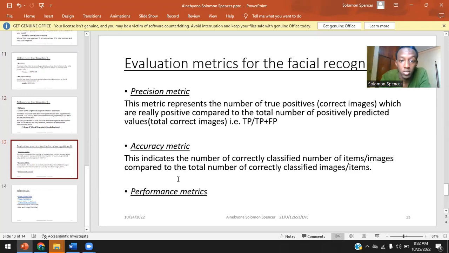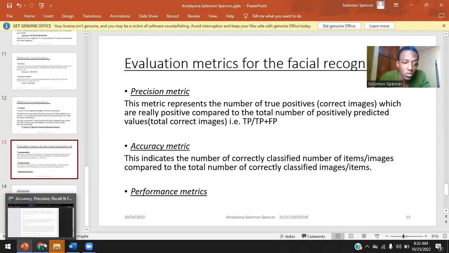You find that the precision metric is the number of true positives which are really positive. Just like I said, when you look at the website that I've given you, it will guide you more and you will learn more about these things, because there's no one going to explain all these things right now because of the time.